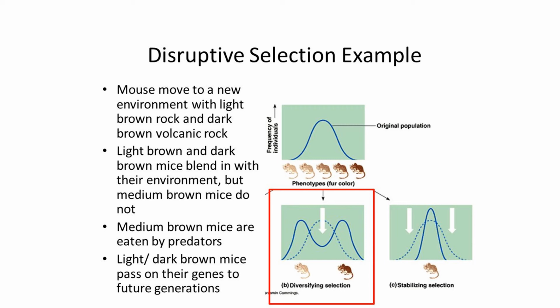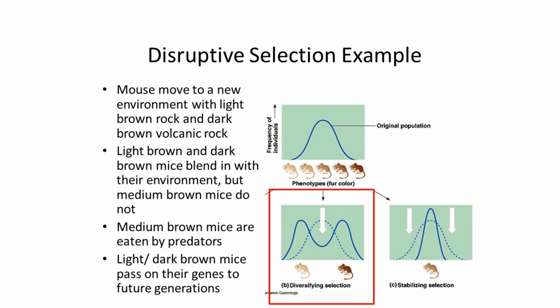But what is going to happen to the medium brown mice? If they are on light brown rock, they will be captured by the predators because they are darker than the light brown rocks. And if they are on dark brown rock, their color will be lighter than the color of the rock, so the predators can identify them there also. So they will be eaten up by the predators.